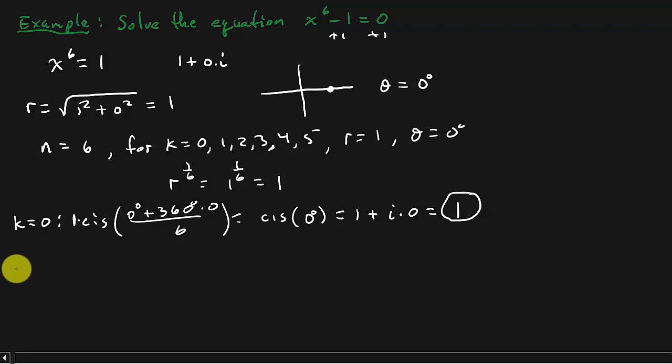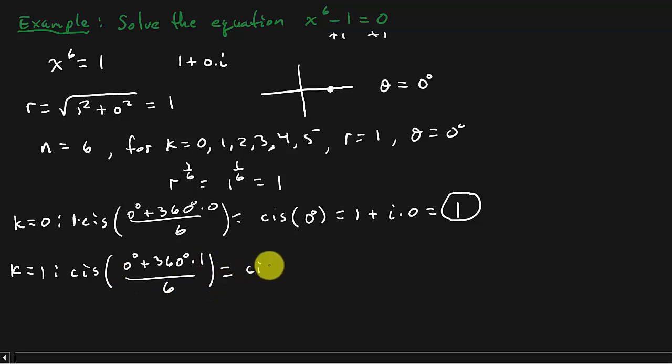All right, now let's get the next one. For k equals 1, this is going to be 0 degrees plus 360 times 1 over 6. What is that? That is 60 degrees. And so cosine of 60 is 1/2 plus sine of 60, so that's square root of 3 over 2 i. That's a 3. It's not a good 3, but it is a 3. And so that's your solution there.